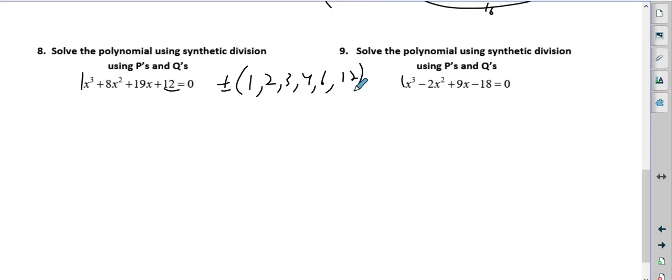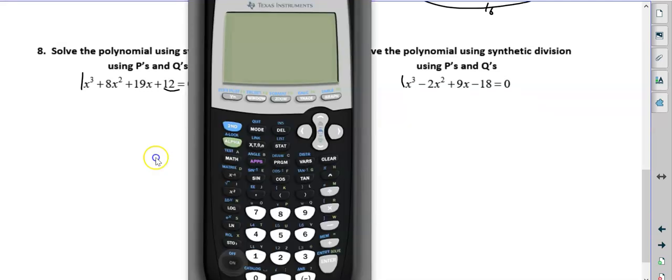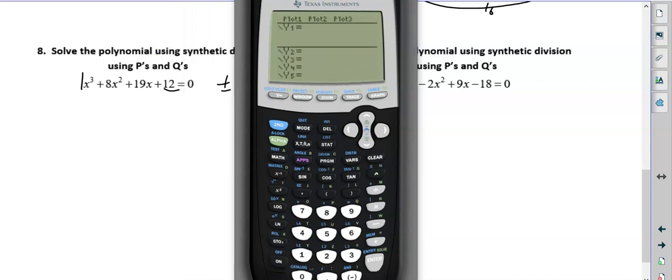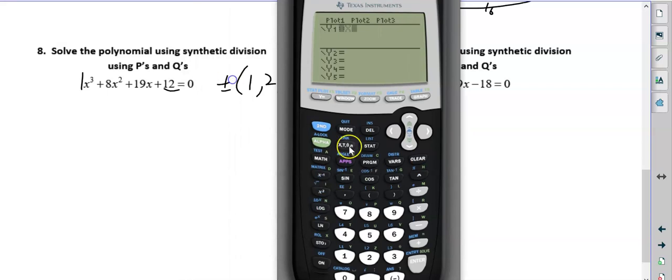Okay, now remember, make your life easy. Put this in the calculator. Let it do the heavy lifting for you. So x to the 3rd power, plus 8x squared, plus 19x, plus 12. And then go to the table and find zeros. There's one at negative 1, negative 3, and negative 4.